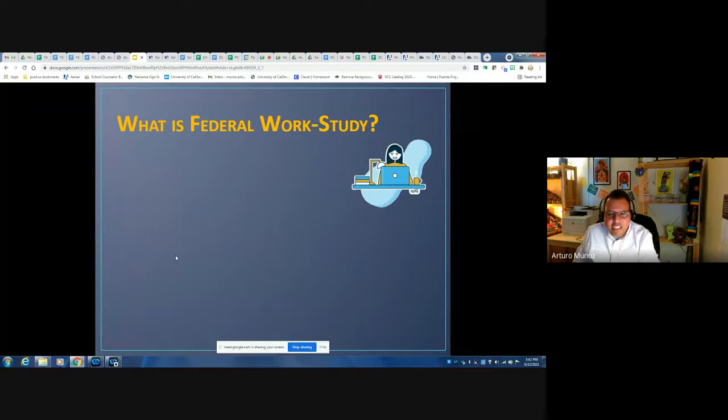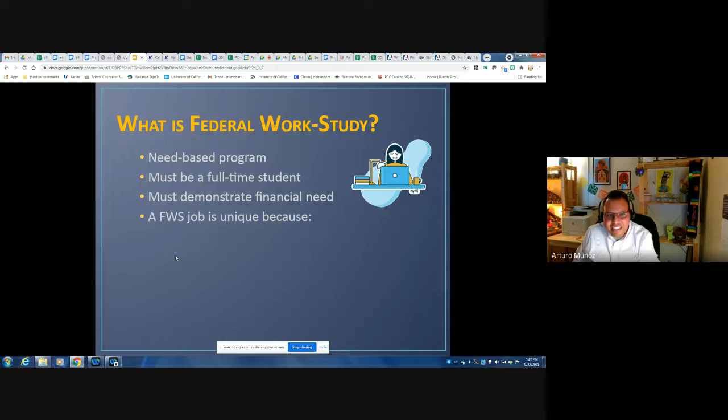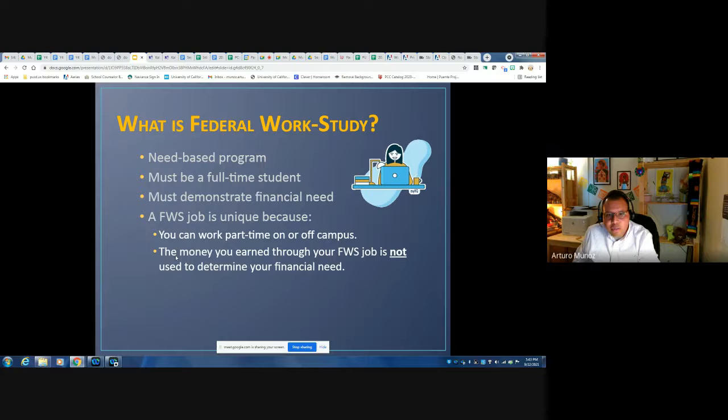So what is federal work study? This is a need-based program. The student must be full time and must have demonstrated financial need. Federal work study is unique because you can work part-time, on or off campus. The money you earn through your work study job is not used to determine your financial need. When filling out the FAFSA, make sure to say yes to federal work study. Always say yes. You could opt out once they offer it to you, but always put yes on the FAFSA for federal work study. Questions?